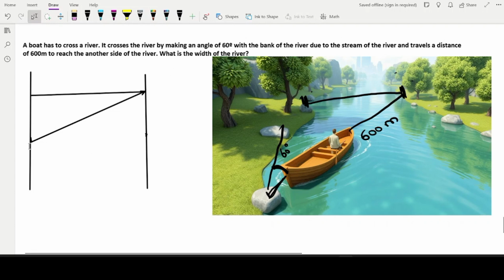So the boat is traveling from this point which is making an angle of 60 degrees, and it is traveling a distance of 600 meters. So let us point them as A and C.